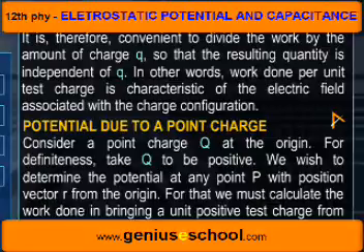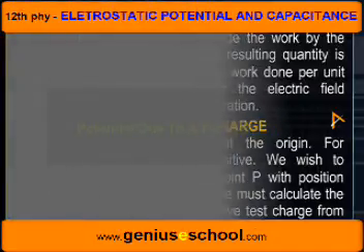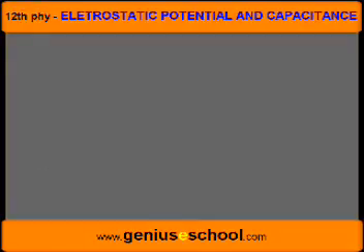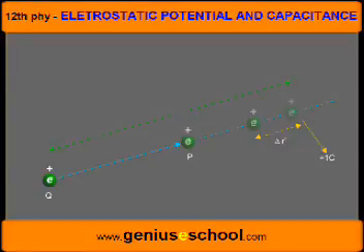Potential due to a point charge. Consider a unit positive charge Q at point P. We wish to determine the potential at P with position vector r from the origin O. For Q greater than 0, the work done in bringing a unit positive charge from infinity to the point P against the repulsive force of charge Q is the potential at P due to the charge Q.